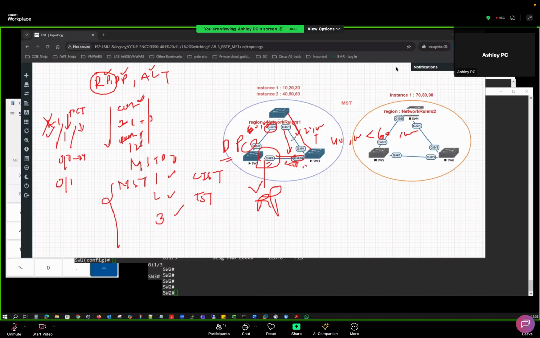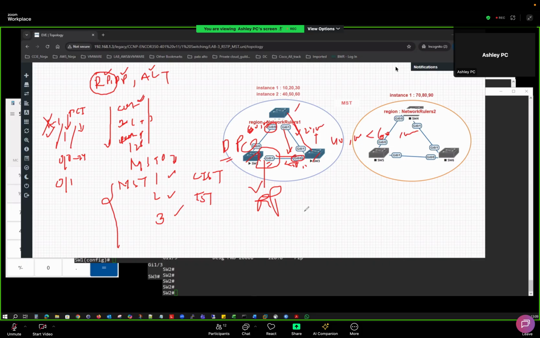Okay. And for MST configuration, we are going to see that right now we have enabled MST mode. Normally for MST 0, by default all VLANs are there, and the protocol running for MST 0 is CIST, which means the common internal spanning tree protocol, sir.